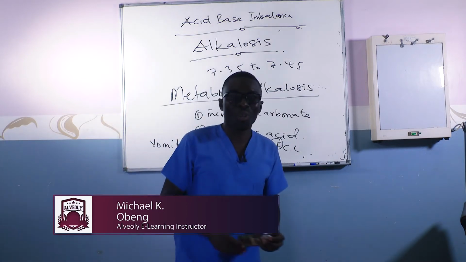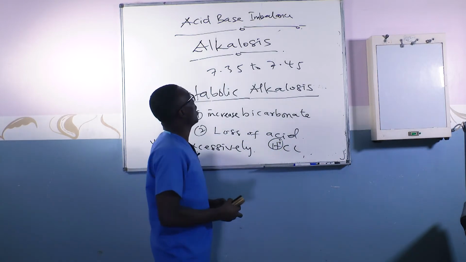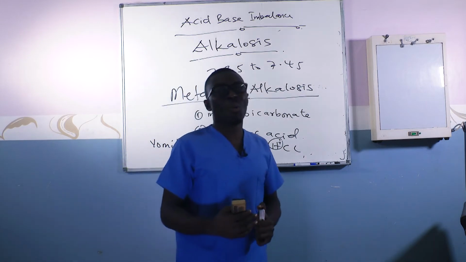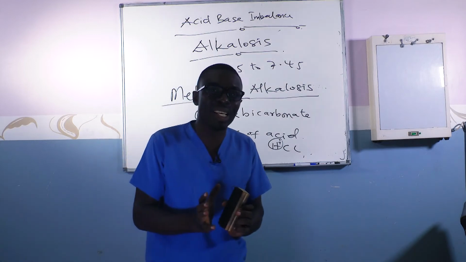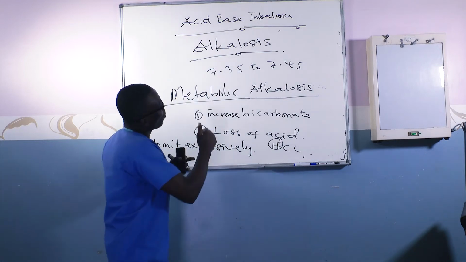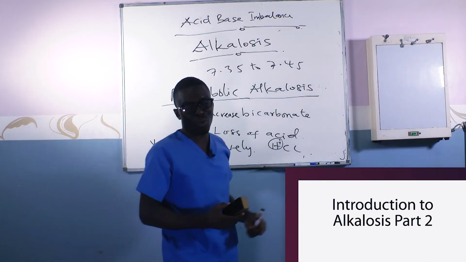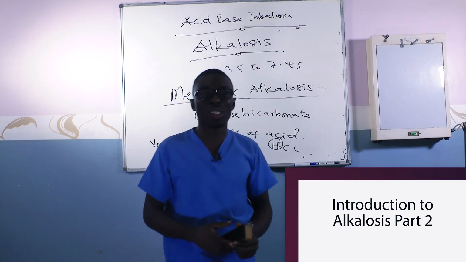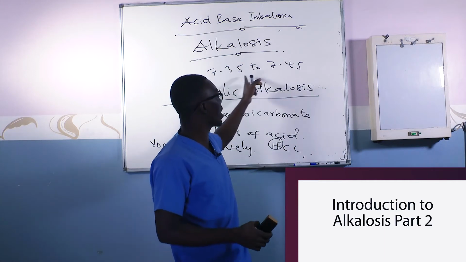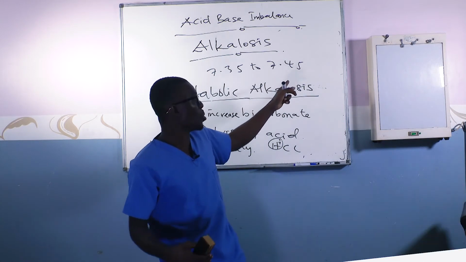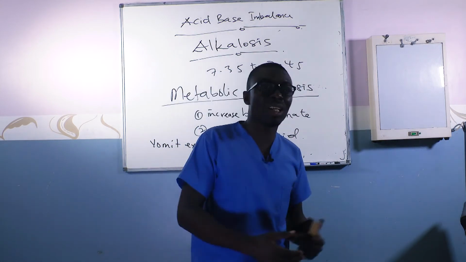So basically, that is all that you have to know about metabolic alkalosis. So in summary, we talked about what? Acid-base what? Imbalance. And we said acid-base imbalance occurs when our acidic level or alkaline level has not been maintained. And it occurs when the pH is less than 7.35 or the pH is more than what? 7.45. Then under that, we talked about what? Acidosis and alkalosis. We said acidosis occurs when the pH is less than 7.35, whilst alkalosis occurs when the pH is more than 7.45.